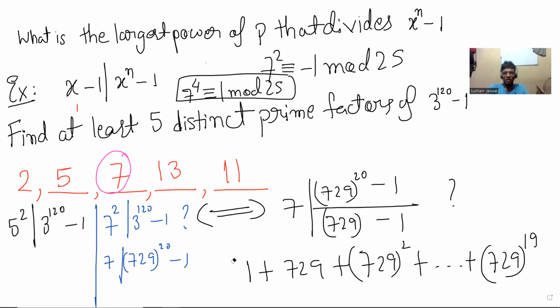This leaves a remainder. What remainder does this leave? Now it's much easier. This leaves a remainder of 1 when divided by 7. No doubt about that, right? That's where we came from. This also leaves a remainder 1 when divided by 7, and so on. So what's the total remainder you get? 20.